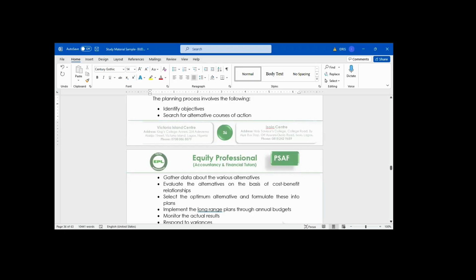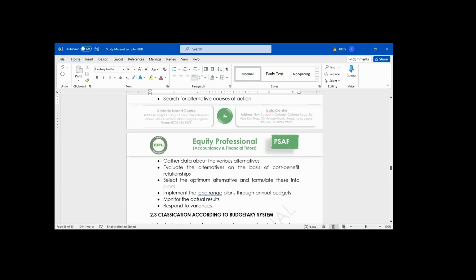Every plan in this life, every decision you want to take must have an alternative. You understand? You have to get an alternative, so that in case this one fails, this is where I'm going to. And you need to gather data from various alternative courses of action, various options open to you. You gather data from those various options.